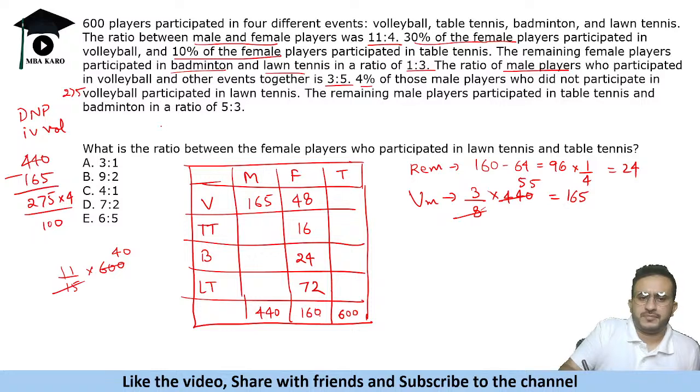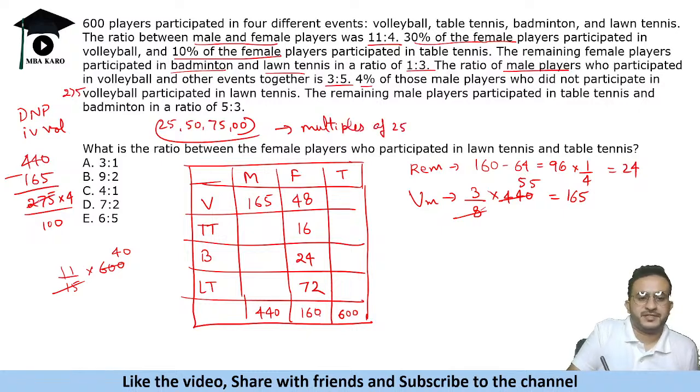See, the numbers that end in 25, 50, 75 and 00 are multiples of 25. So 25 से सीधे divide करो. 25 1 25, 2 25 11, and this is 4. So 4 into 11. 11 participated in lawn tennis.